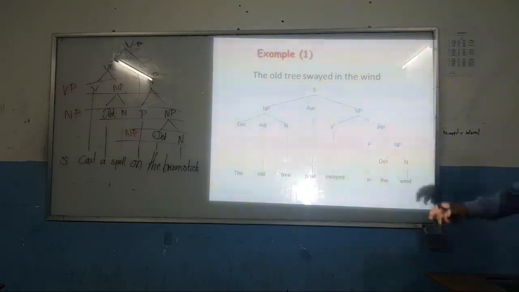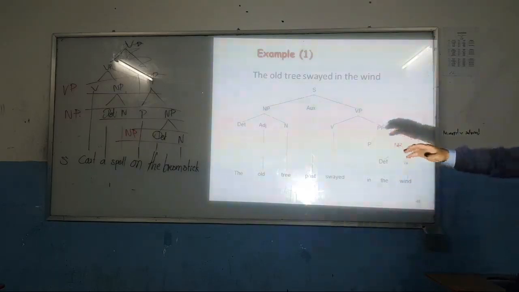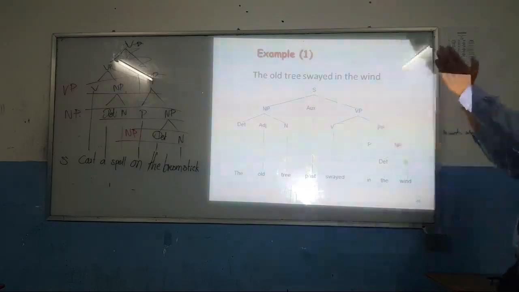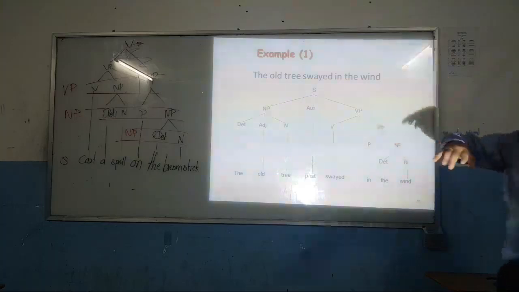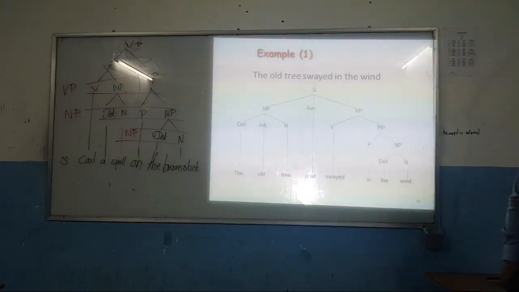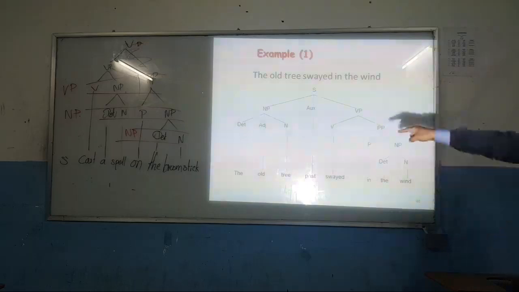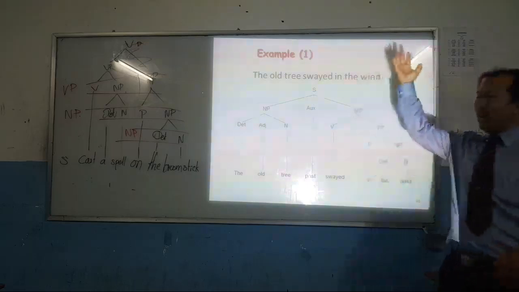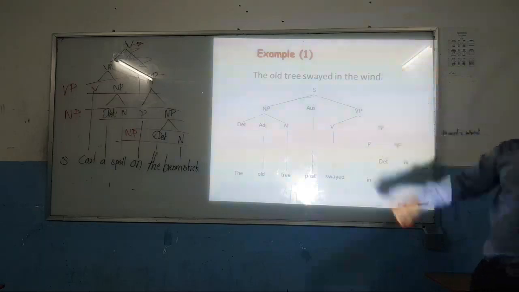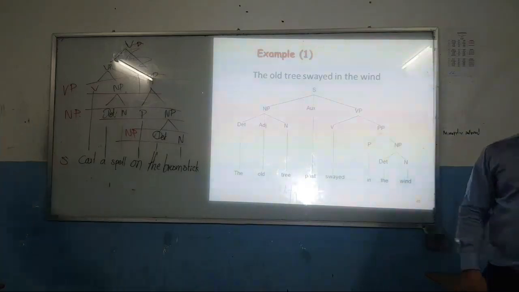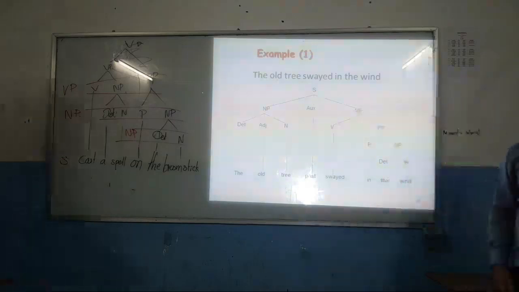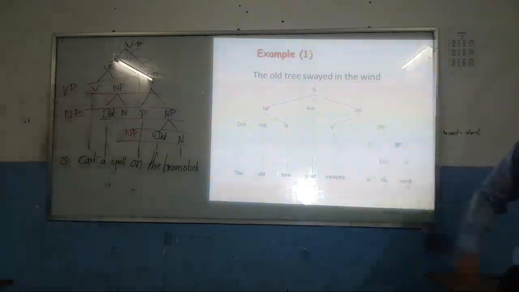Actually, in the past, this tree was just upside down. You know the tree, the branches of the tree should be up, but here they are down, because they just changed the way they do it. In the past they drew it up, but now they have changed it upside down again. And then you see why they call it a tree diagram.